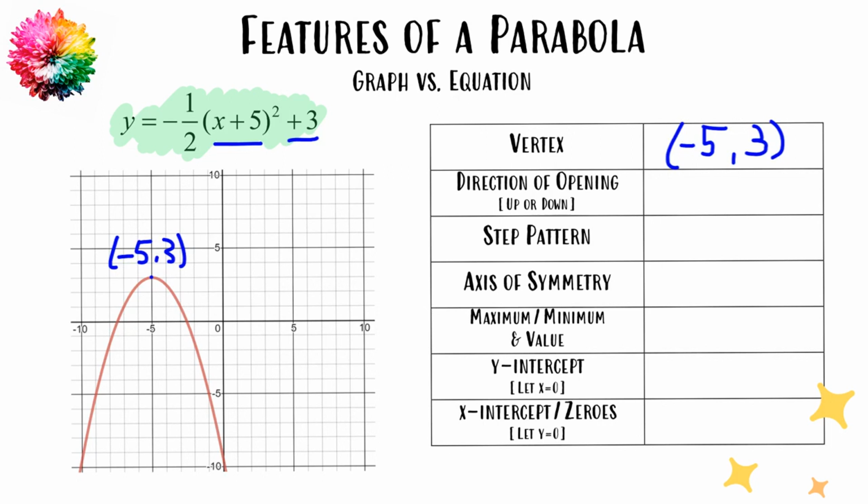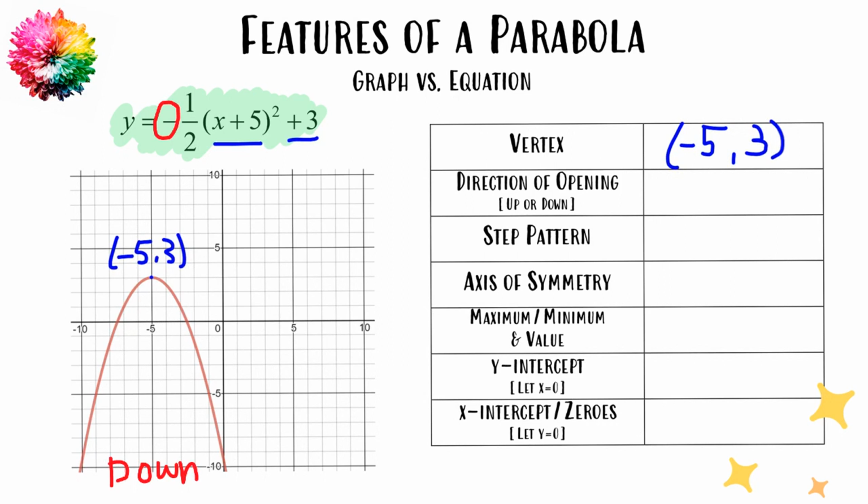Next up, we look at the direction of opening. In a graph, it's very, very easy to see that this parabola opens downwards. But what about if you didn't have the graph and you only had the equation? In order to figure out the direction of the opening, you have to look at this sign over here.